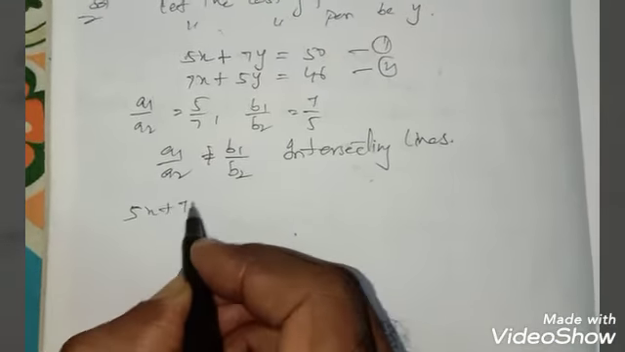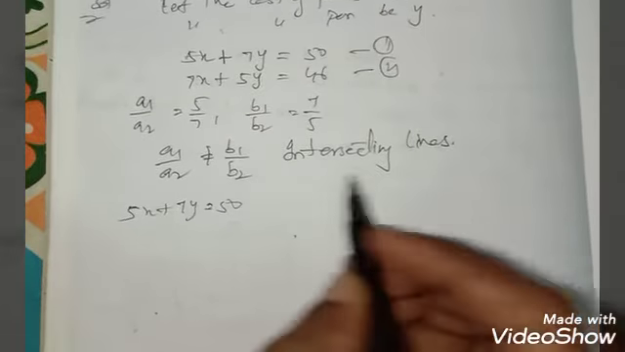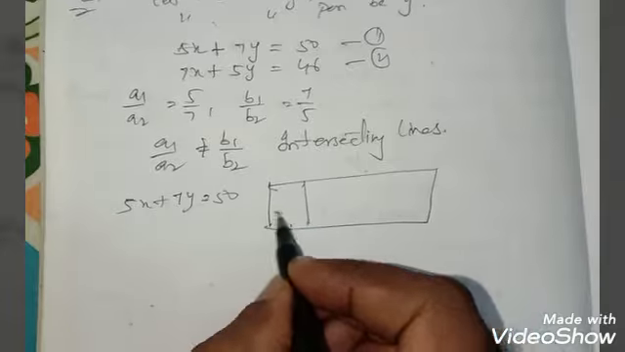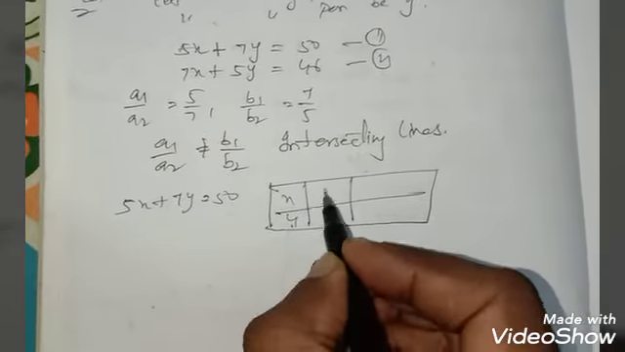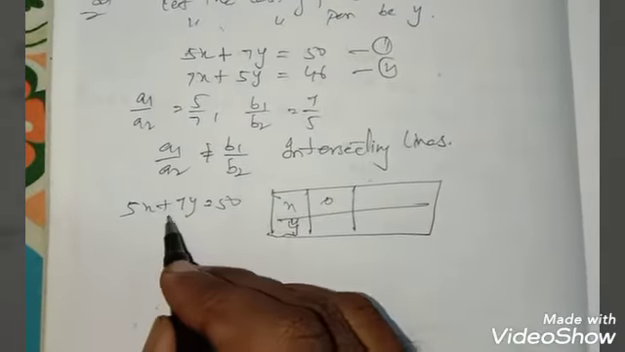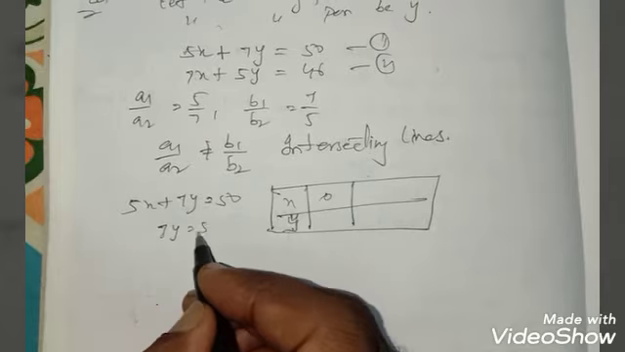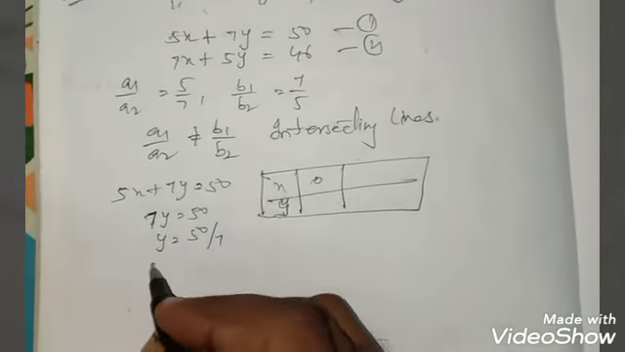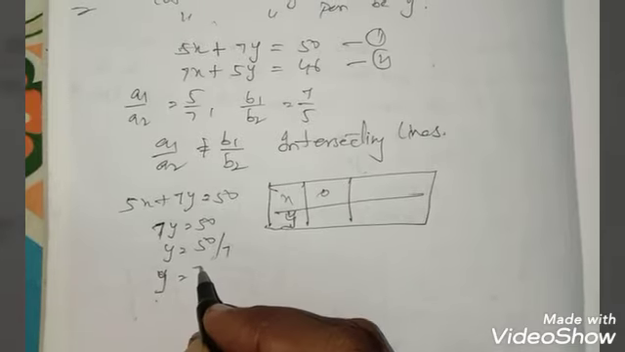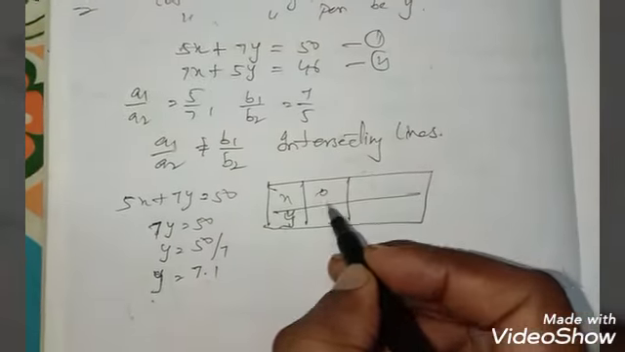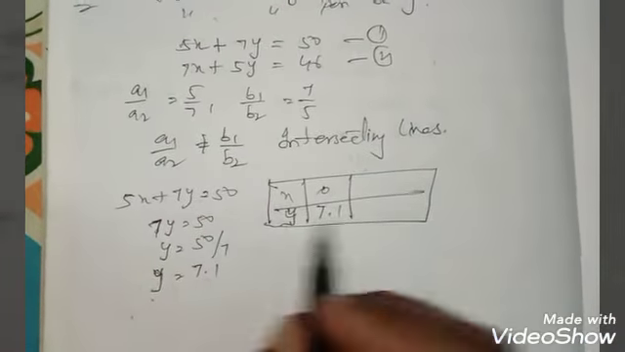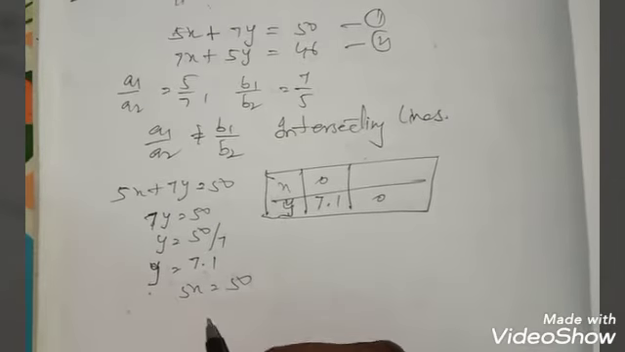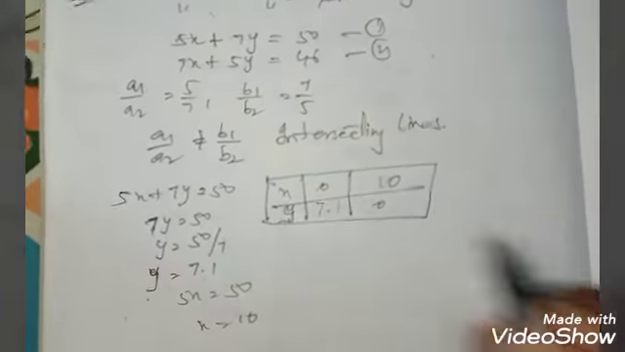After showing it as intersecting lines, you have to find the values. That is 5x plus 7y is equal to 50. Now if I substitute x is equal to 0, you will get 7y is equal to 50. So y is equal to 50 divided by 7. So y is approximately 7.1. Next, if I substitute y is equal to 0 in this, you will get 5x is equal to 50. So x is equal to 10.